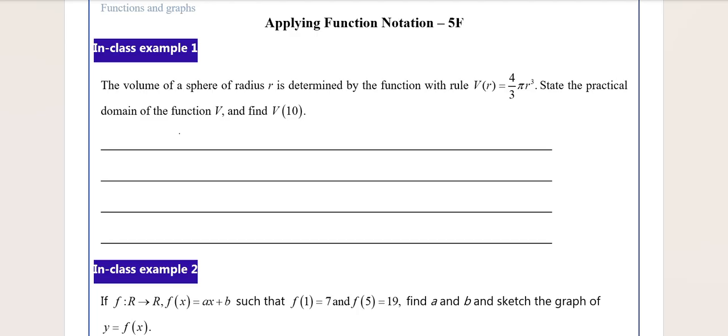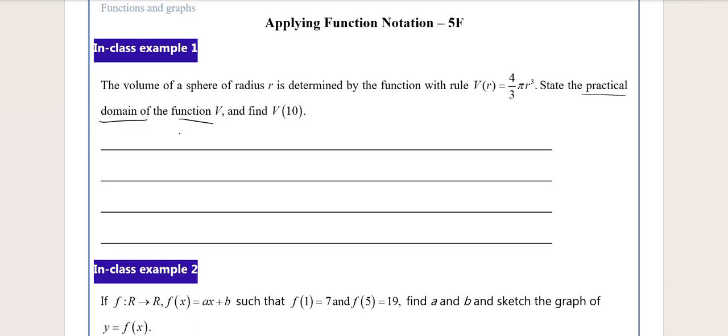So the first one says, the volume of a sphere of radius r is determined by the function with rule. Volume is going to be 4/3 times pi times radius cubed. What we're asked to do is state the practical domain of the function v and then find v of 10. So the first thing we need to do is state the practical domain of the function v.